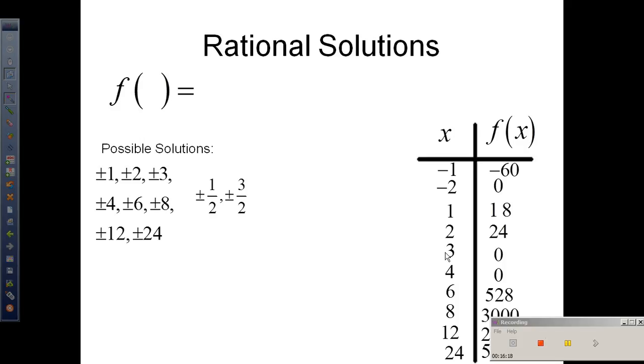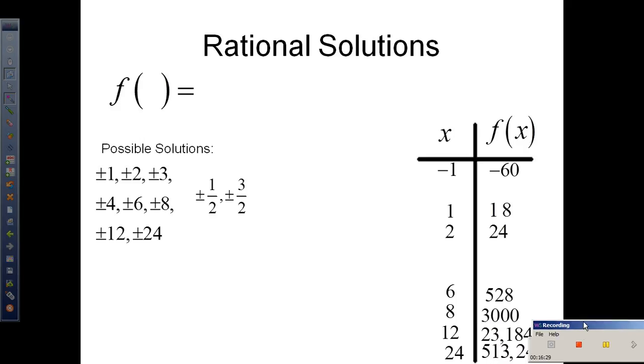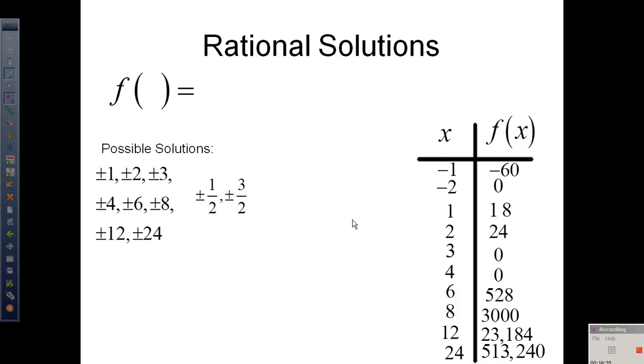So now, I plugged in all the rest of the positive ones all at once. As much as I want to show you on the calculator how to plug them all in at once, so you don't have to plug each one in individually. Now, how many solutions do I have in my list? 3. How many do I need? 4. Which means I still have to plug in my fractions.